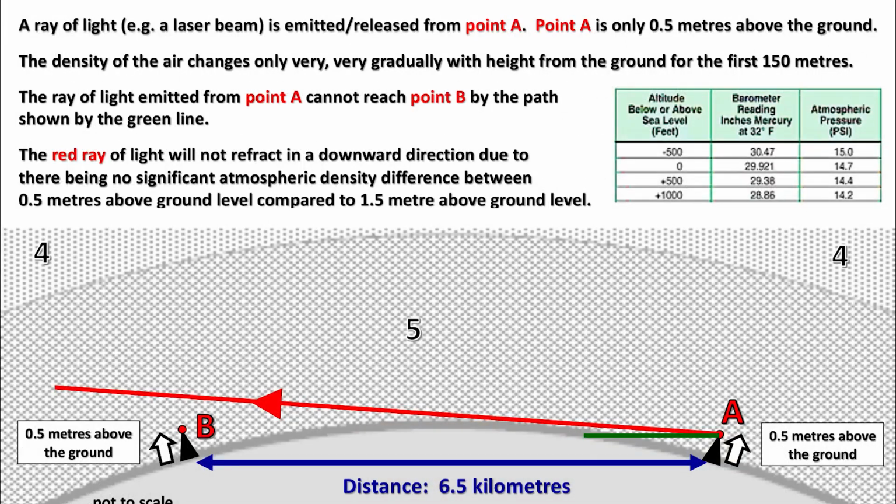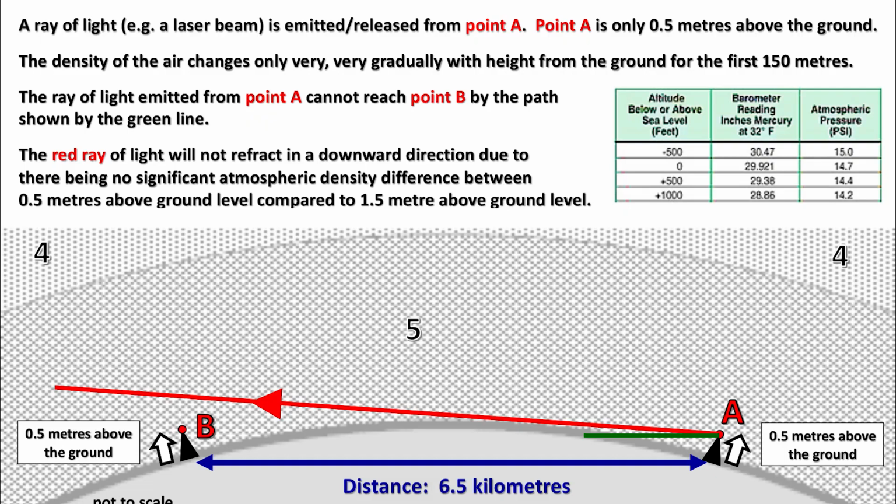A ray of light, for example a laser beam, is emitted, released from point A. Point A is only half a meter above the ground. The density of the air changes only very, very gradually with height from the ground for the first 150 meters. The ray of light emitted from point A cannot reach point B by the path shown by the green line.